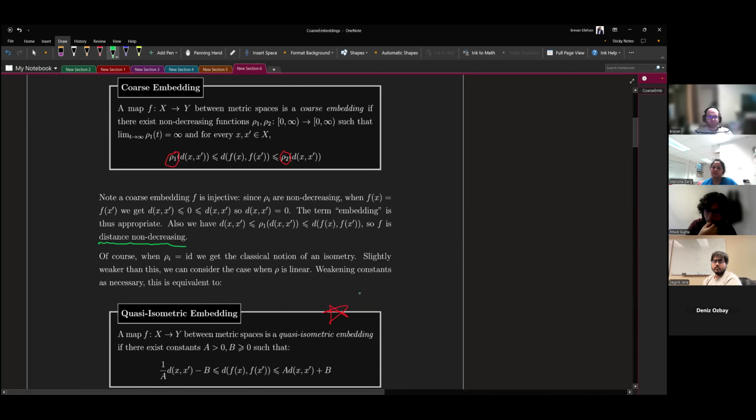I think it's easier. There are two things that are distance non-decreasing. The thing that I underlined in green is F, of course, which is the map itself. But regarding rho one and rho two, which are non-decreasing here, you are correct that with quasi-isometry, what we want to do is zoom out. We can shift our balls around by B, and then we can rescale by A. So we're looking within certain balls, and within those, we're saying it's vaguely an isometry.